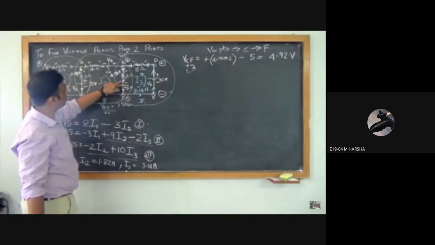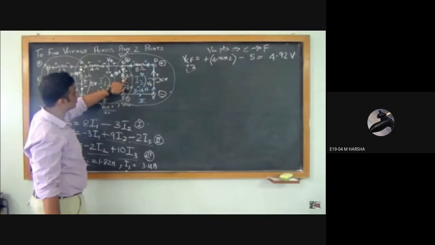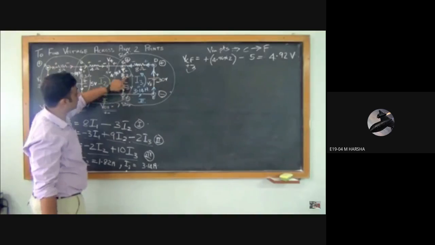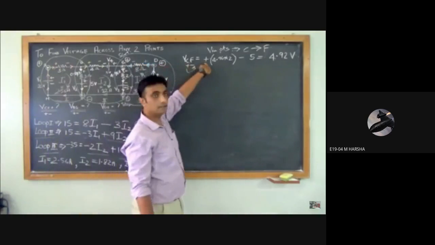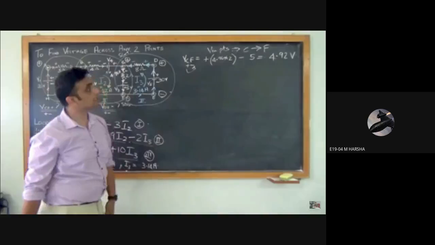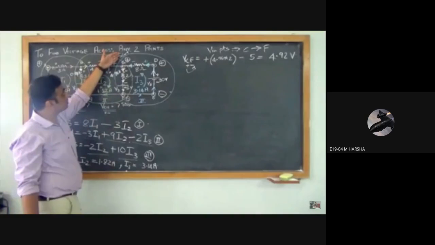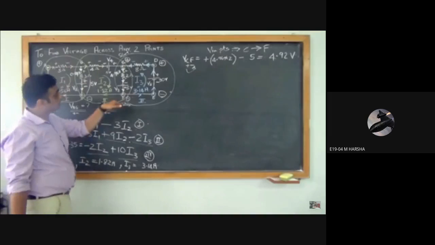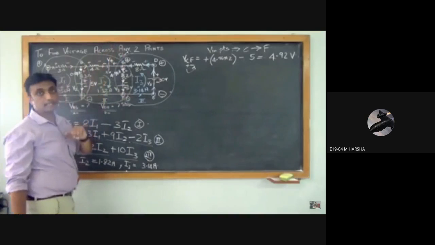Then again, moving on top. The first terminal that comes in contact is negative. Again, negative into negative, positive. So we will get the same value. So either you can start from C and go to F, or you can start from F and go to C.